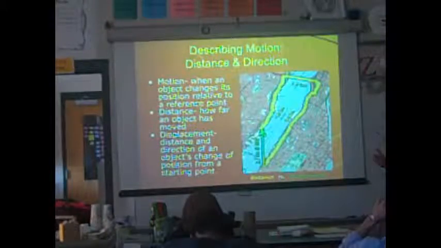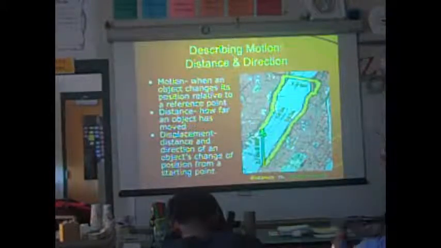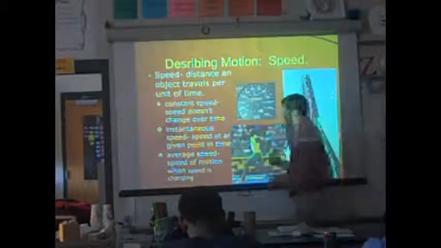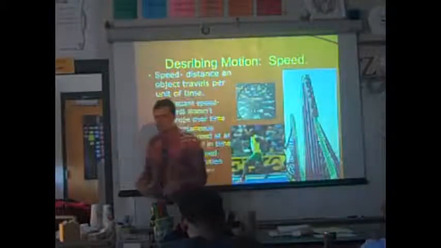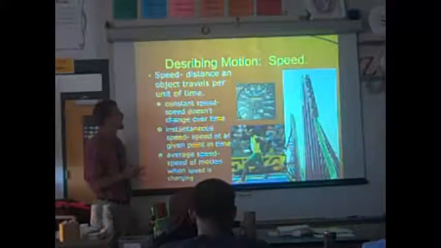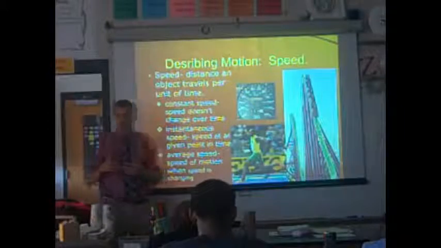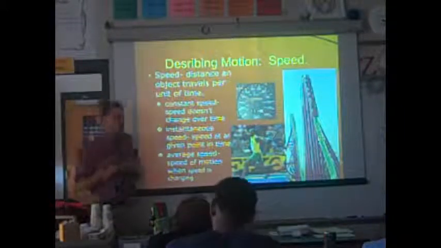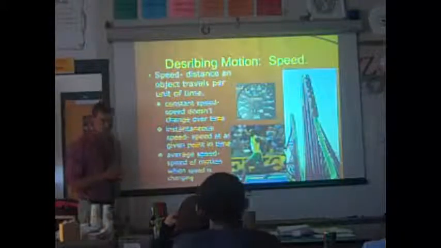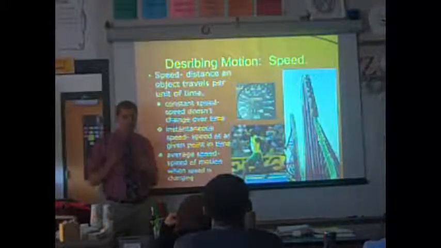Any questions before we move forward? All right. So, another way we can describe the motion of an object is to talk about the speed of the object. Speed is the distance an object travels per unit of time. And there are 3 different ways that we can talk about speed. We can talk about constant speed. This is a speed that does not change.